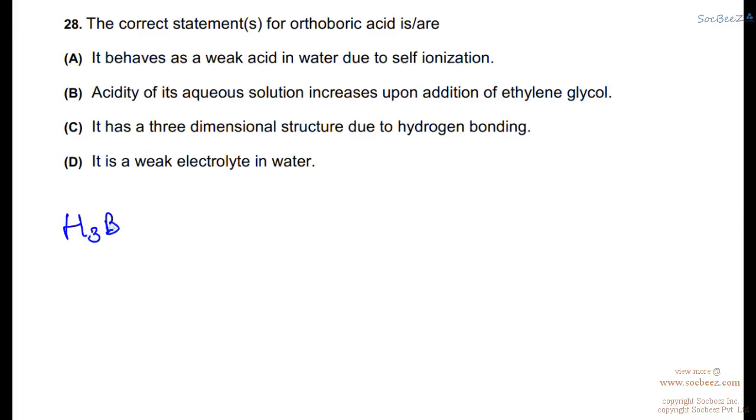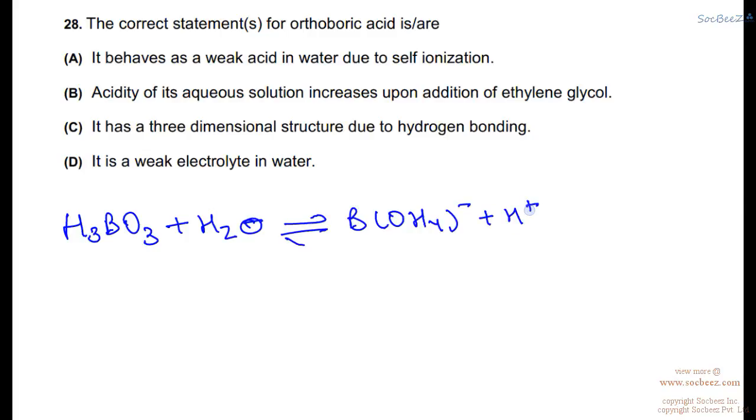Here we draw H3BO3. What happens to it in water? It undergoes association instead of dissociation. So it is a weak acid in water. It behaves as a weak monobasic Lewis acid in water, but not due to self-ionization. It is due to association, not dissociation.